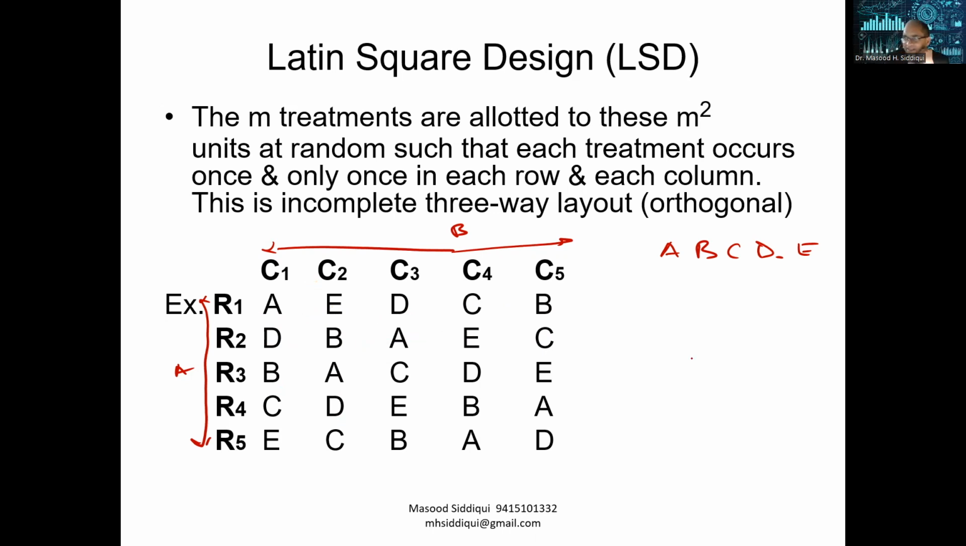Like here, let us consider the D, right? So here D is being assigned once in a row, that is a single D, and once in a column, right? So this is the condition that we impose. So the M treatments are allocated to these M square units at random such that each treatment occurs once and only once in each row and each column, that I was explaining just before. So that's why this is known as incomplete three-way layout.